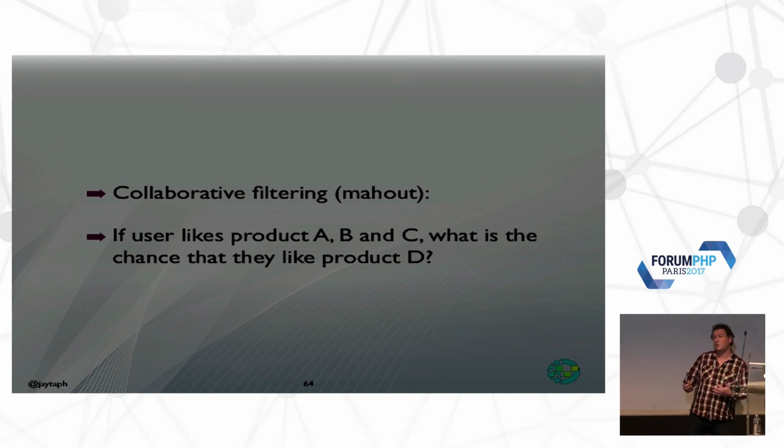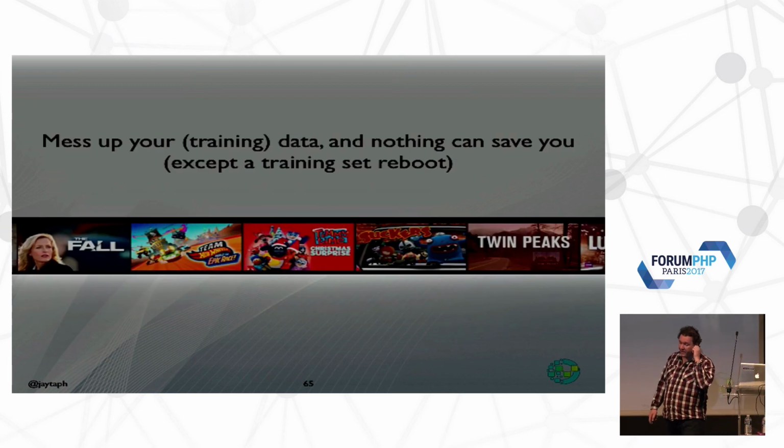So what you actually do is you train a system to know what products you like, and then based on that information, together with information from others, it will give you recommendations, for instance. So it's a sort of recommendation engine. You have to be careful, though, that your training set doesn't get messed up. If you mess up your training set, nobody can save you.